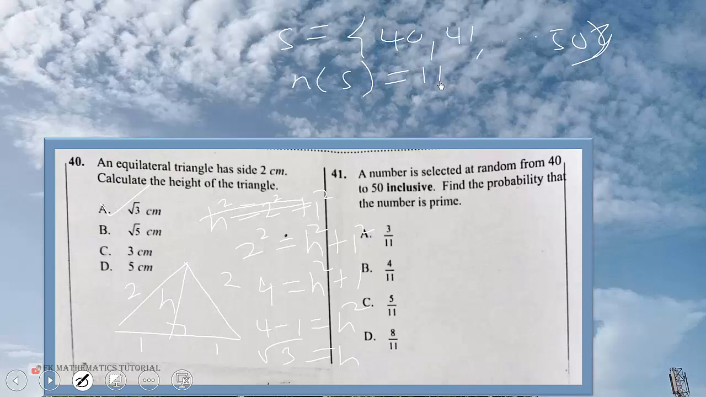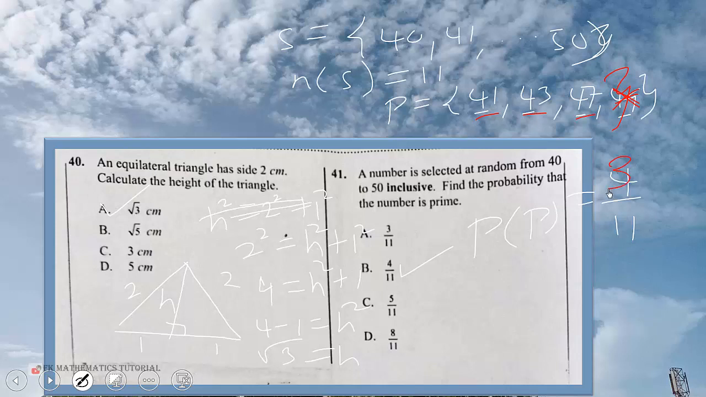So the prime numbers are 41, 43, 44 is not prime, 45 is not prime, 47 is prime, 49 is also prime. So 49 is not a prime number. So the set ends here. So it will be 1, 2, 3, which is 3 over 11. So the correct answer is A.